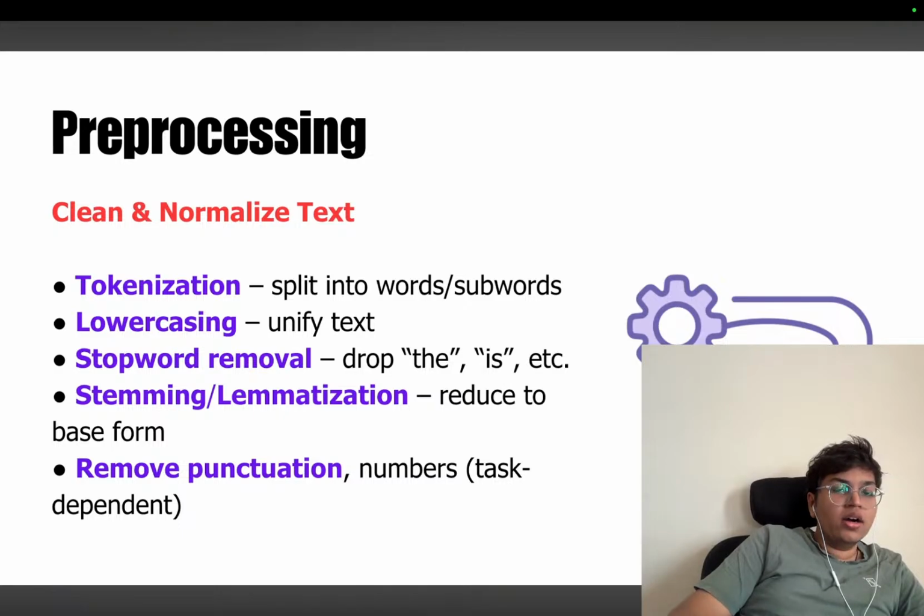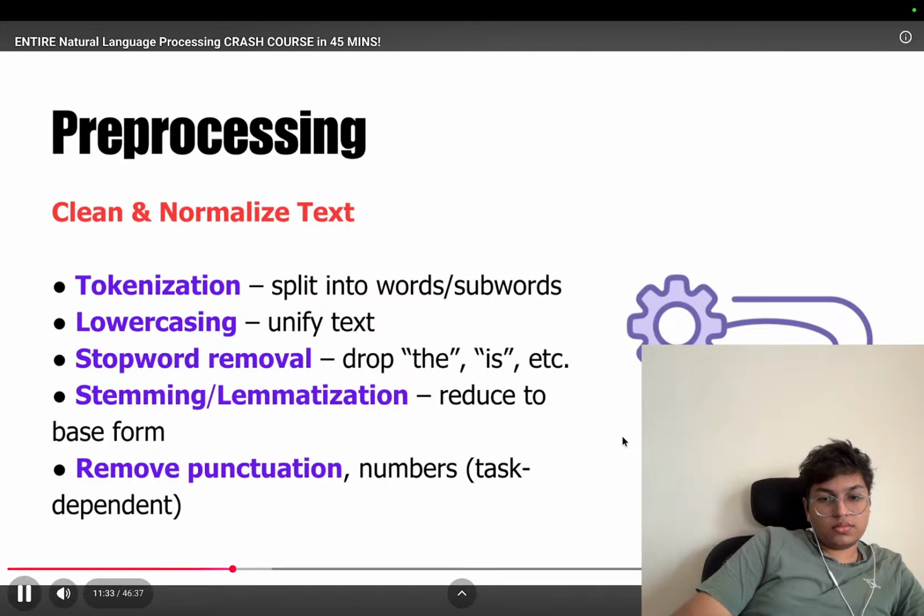Removing stopwords, tokens like the, is, at, that don't add much meaning in most tasks. Stemming and lemmatization, reducing words to their base forms. Example being running to run. Removing punctuation, numbers, or special characters, task dependent. For spam filtering, this pre-processing step guarantees that Free and free are functionally the same signal.